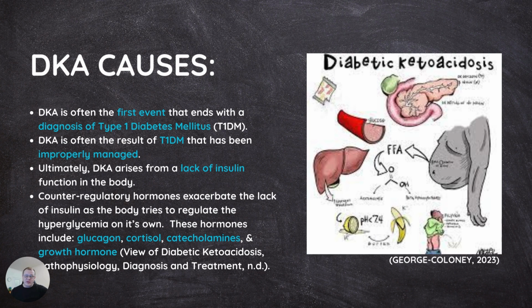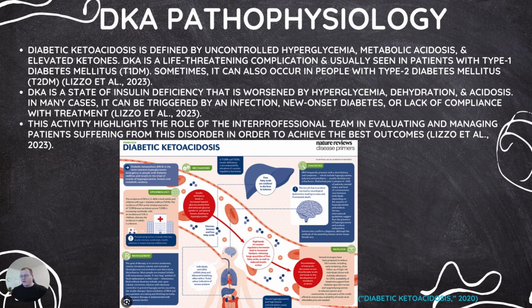So some counter regulatory hormones that are excreted to try to deal with this can actually make it worse as the body tries to correct itself. But these include glucagon, cortisol, your catecholamines, and growth hormone, which I didn't know that. But as these hormones are released, it's like swinging the pendulum. They can swing it back too far the other way and actually make things even harder on the body.